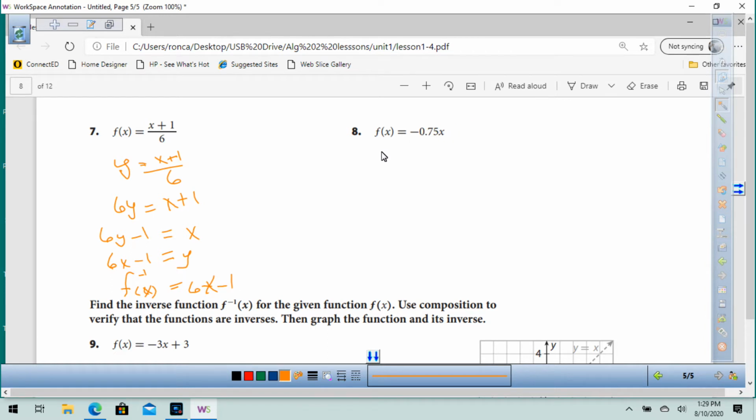This decimal's kind of tough, so let's see here. First, we're going to make that y equals, and I'm going to change this to a fraction, 3/4. Now I'm going to multiply both sides by negative 4/3, the reciprocal. And then I'm going to swap the x and the y and rewrite it as an inverse. And easy peasy.